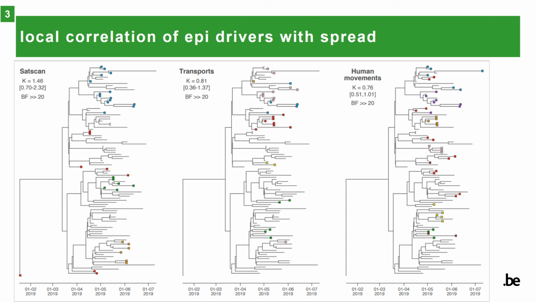When we plot these epidemiologically identified networks on the tree, you can see that often, but not always, they cluster together in genetically related clusters. And this is something that is even supported very significantly by statistical analysis.